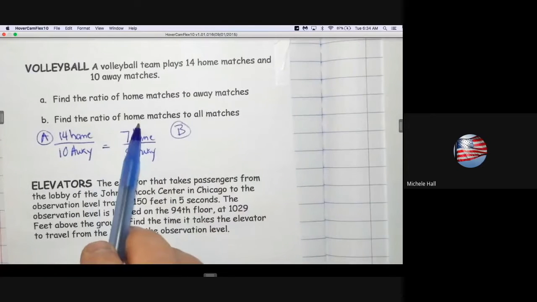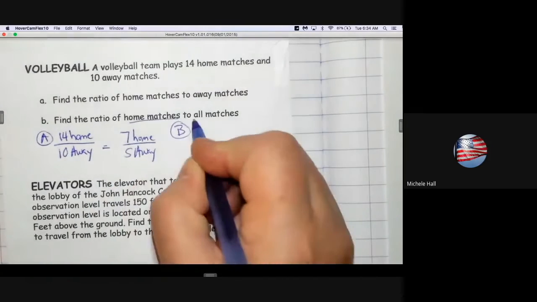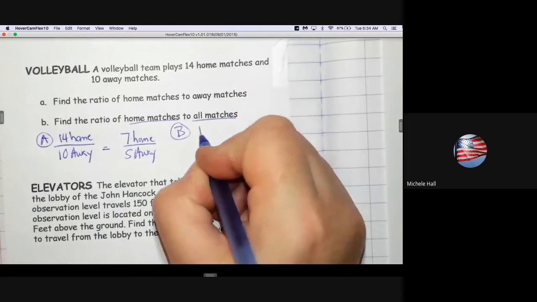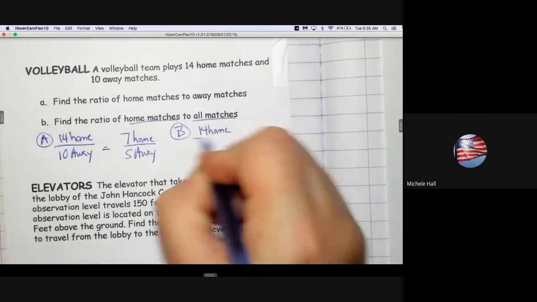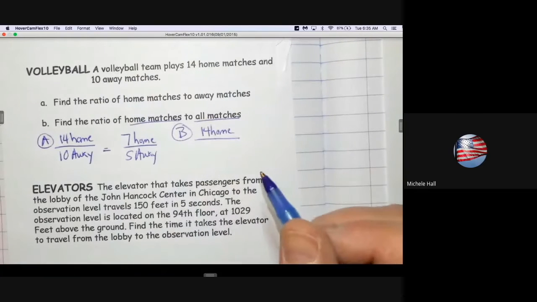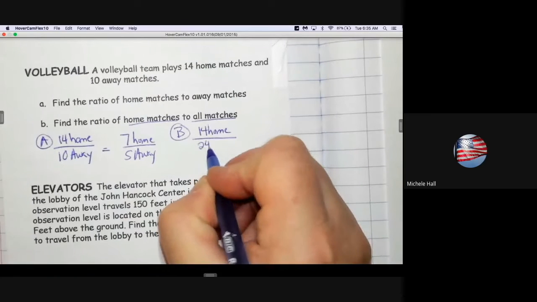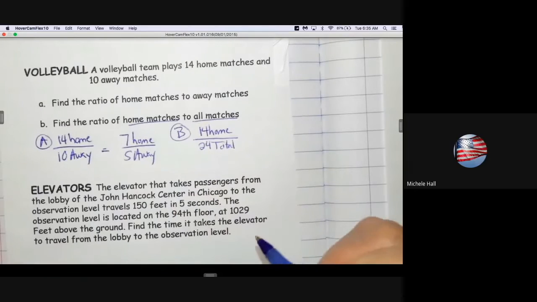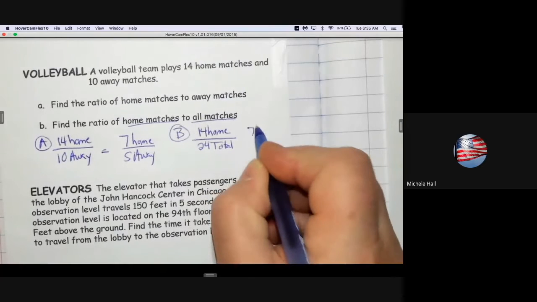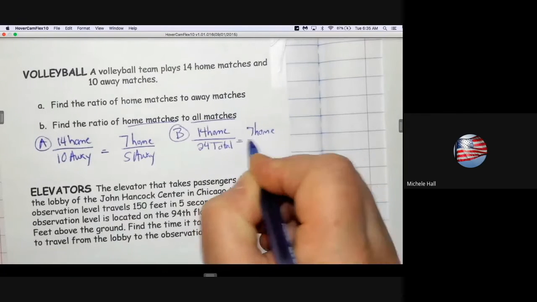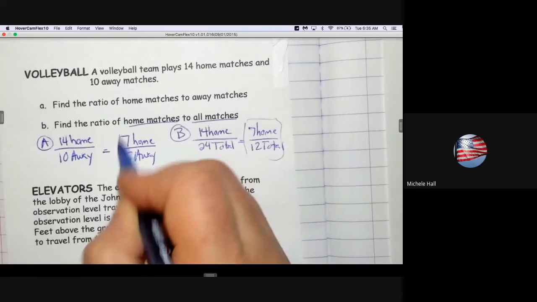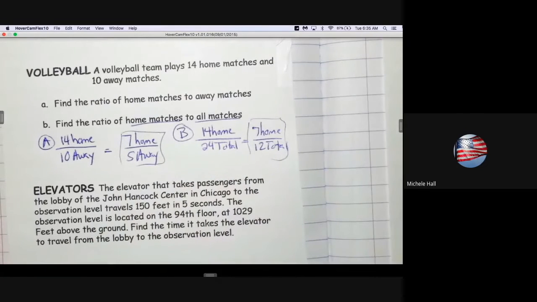Find the ratio of home matches to all matches. Home matches to all matches. All right, so we have home matches is 14. What is the total matches? 14 home, 10 away. That would be 24 total. And when I reduce this, I can take a 2 out. That leaves 7 home to 12 total. All right.